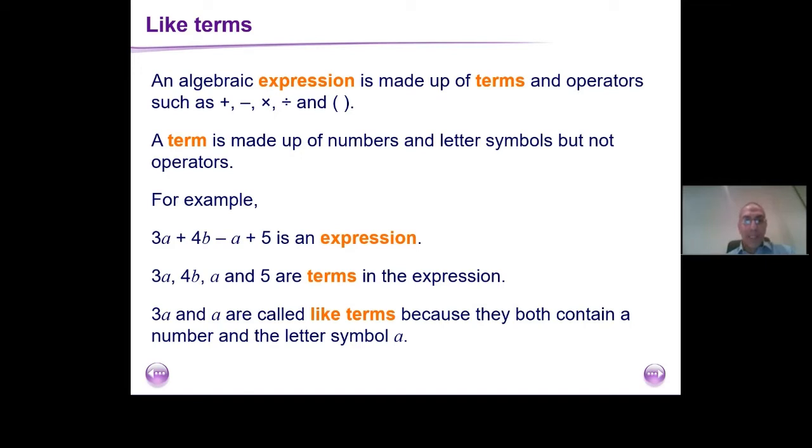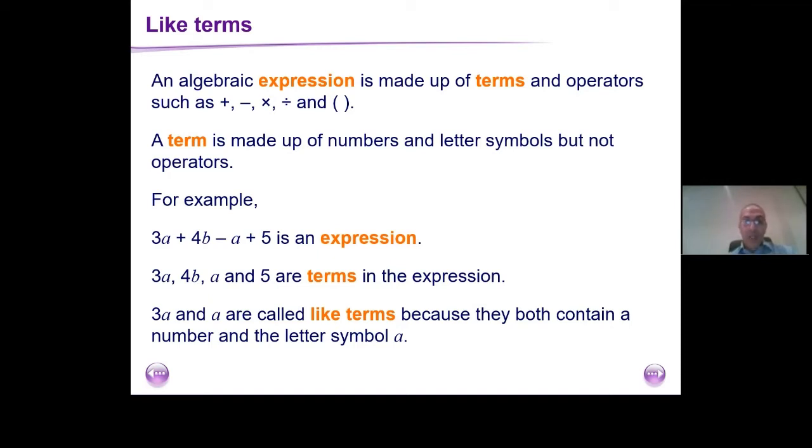3a, 4b, a, and the number 5 are the terms within the expression. So the terms make up what is in the expression. So each singular one, 3a plus 4b minus a and 5, are all terms within the expression. So the terms make up the expression.